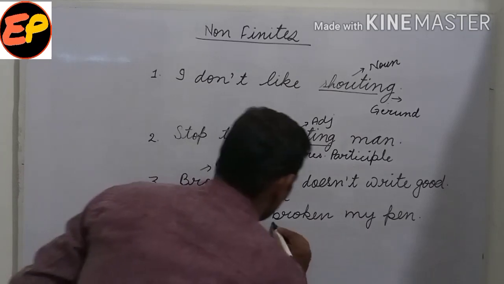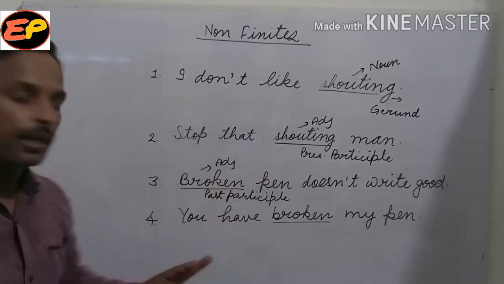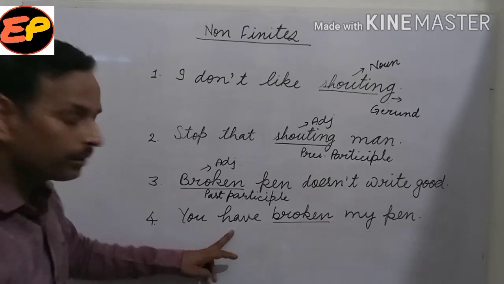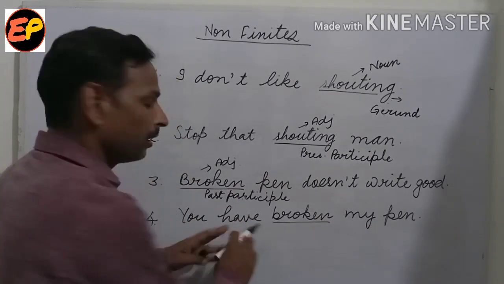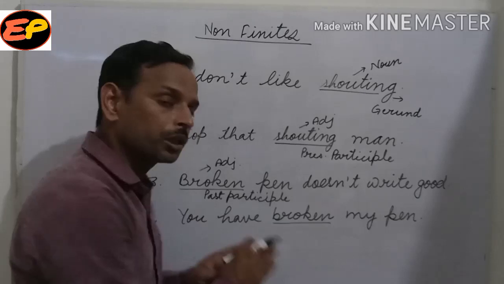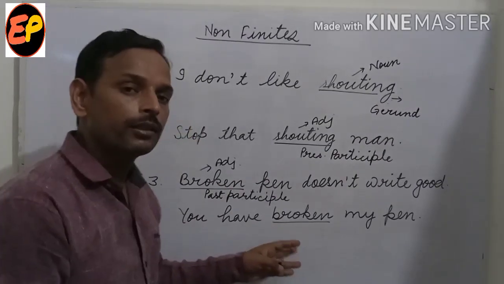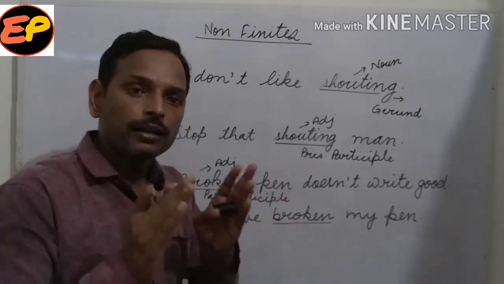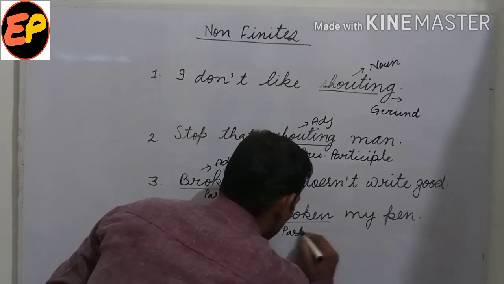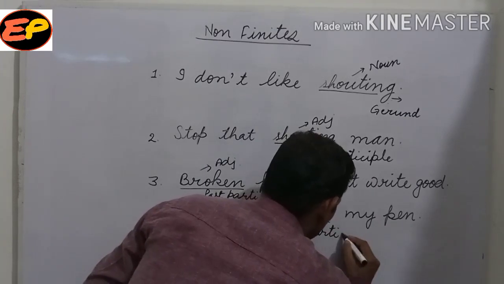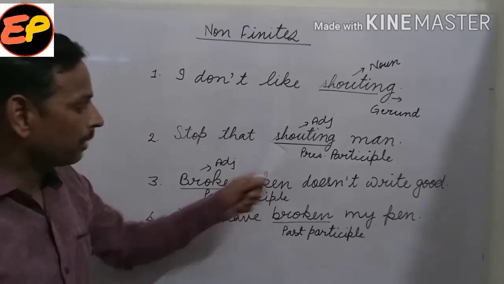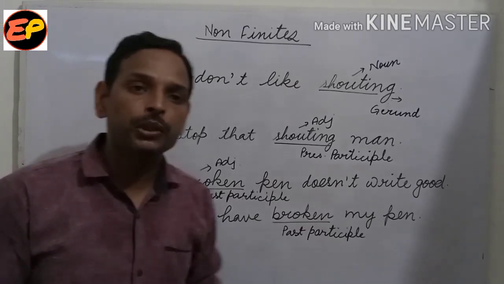You have broken my pen. Broken again is a word, so this is a past participle, although it is not answering the question what kind of. But you have. Have is the main finite verb. If any helping verb has been used in a statement, that helping verb will function as the finite verb, and whatever verb appears after that will be a non-finite verb. So this is in the third form, so this is again a past participle. The third form of verb is the past participle. So this is how you can see gerund, present participle and past participle have been used.